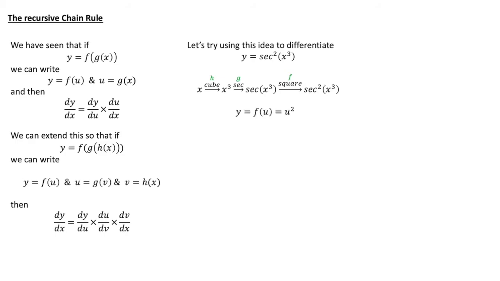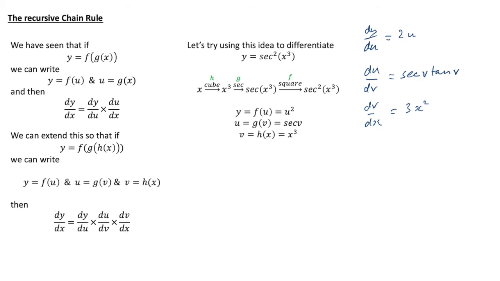Then we can write that y is f of u, which is u squared, u is g of v, so the function g is sec of v, and v is h of x, which is x cubed. Now we need to differentiate each of these to do our chain rule. So when we differentiate u squared, we get 2u. When we differentiate sec v, we get sec v tan v. And when we differentiate x cubed, we get 3x squared.